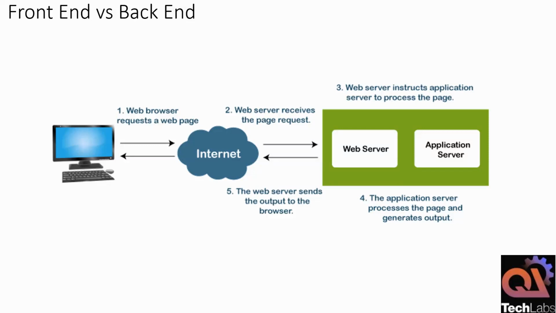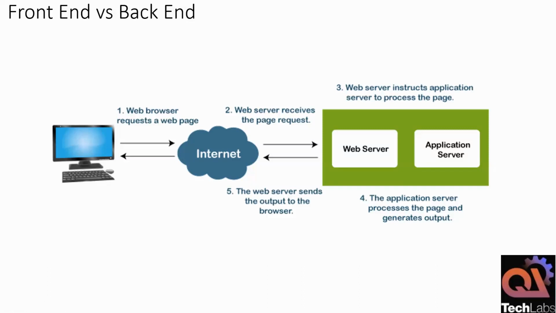Once it is brought, the application server processes the page and generates output. And then once the output is given back to the web server, it sends the output to the browser through the internet. Web browser requests the web server, which will ask the application server to prepare the dish. Once the dish is prepared, it will hand over to the web server. The web server through the internet will deliver to the browser.